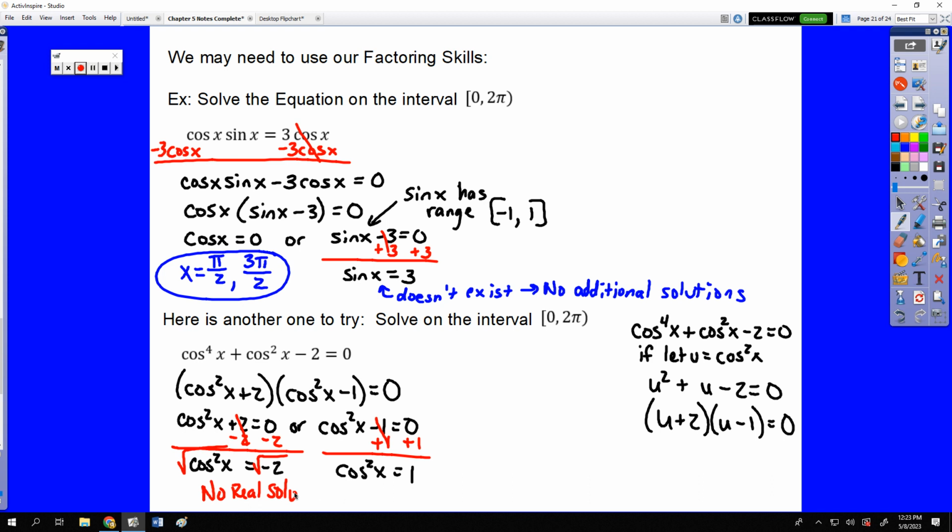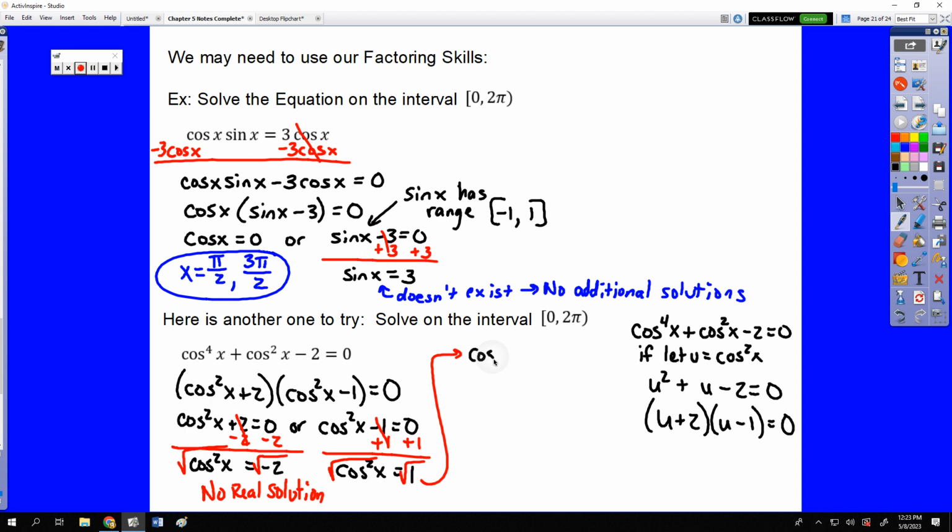Because our first one, when you take the square root of a negative number, that creates an imaginary number, which means that first one does not have any solutions that are real numbers. The second one, however, does.